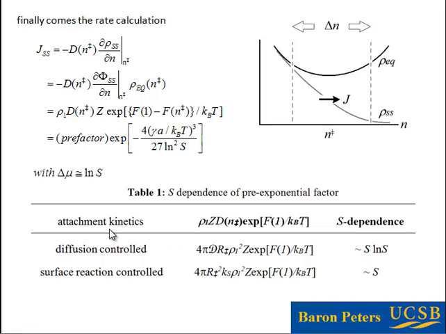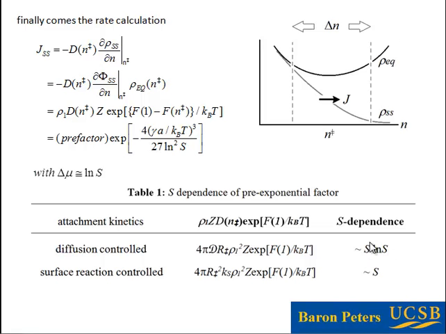Now, depending on the attachment kinetics, we've got this abstract mobility factor here, and that mobility reflects the rate of attachment and detachment, remember. That depends on whether the attachment kinetics are diffusion controlled or surface reaction controlled, and they give rise to two different rate expressions. The diffusion controlled case depends on the actual spatial diffusion. This is now meters squared per second, normal diffusivity in solution. And it gives you a supersaturation dependence of the form S log S.